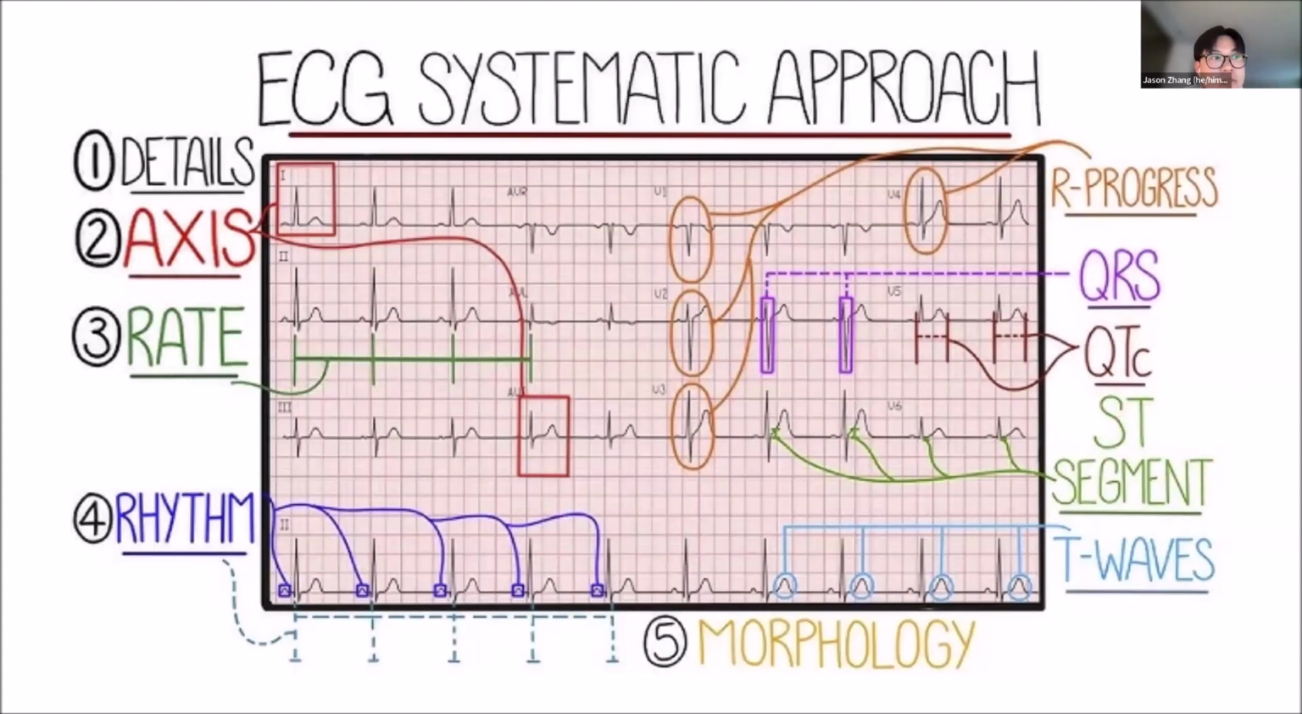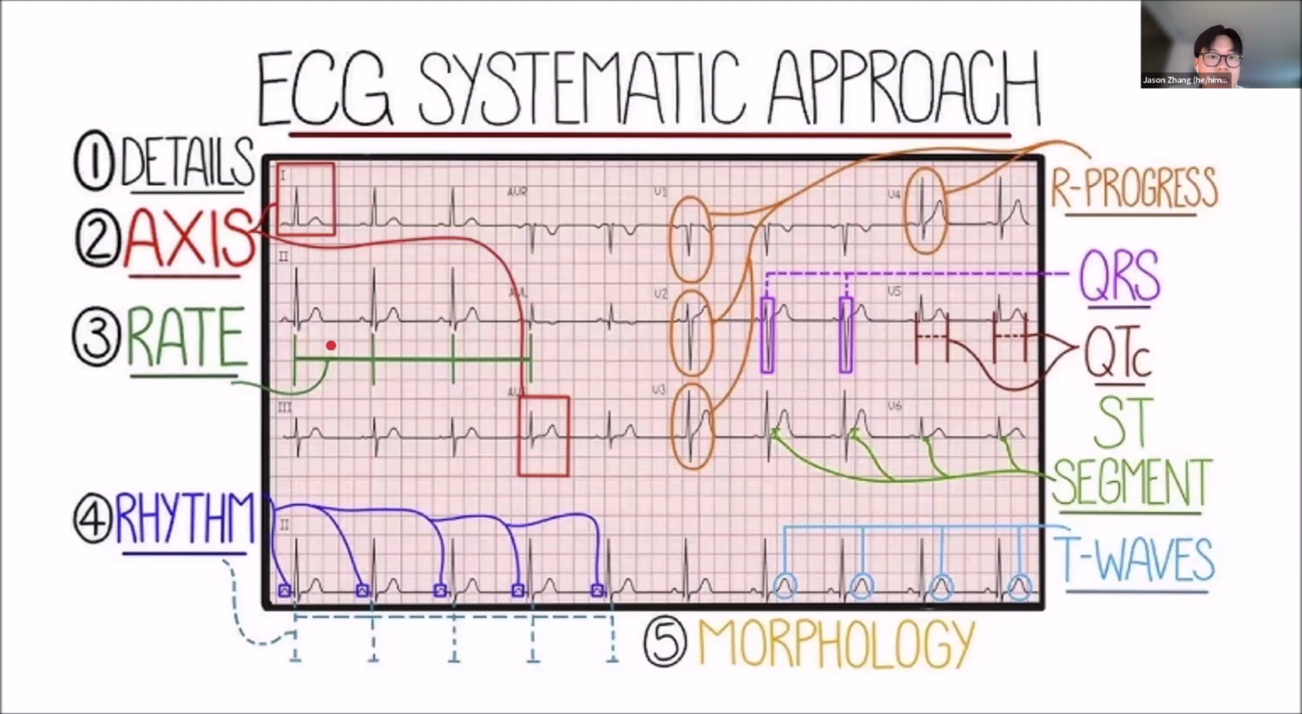So that's kind of a general schematic for when you're reading an EKG. Then, for the purposes of your exam, the main things to know are just rate and rhythm.